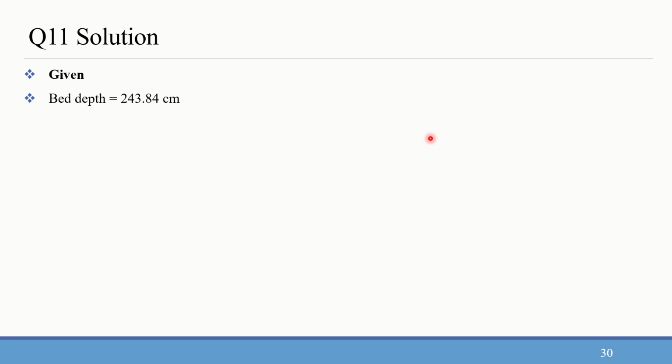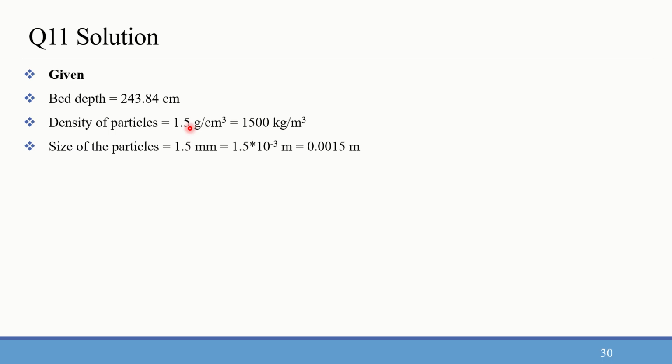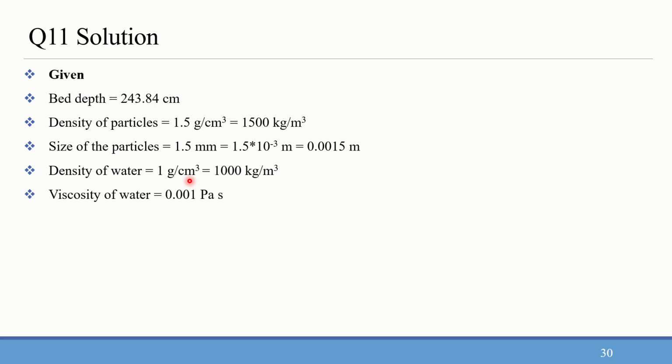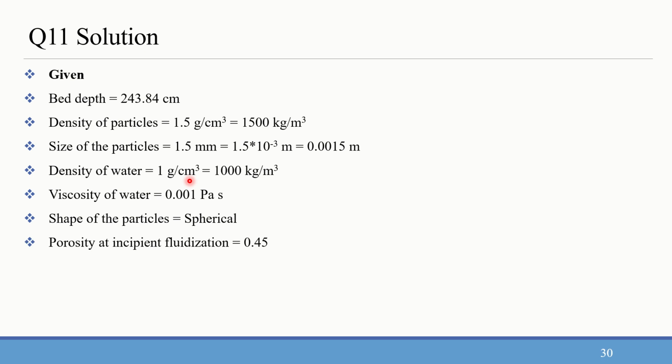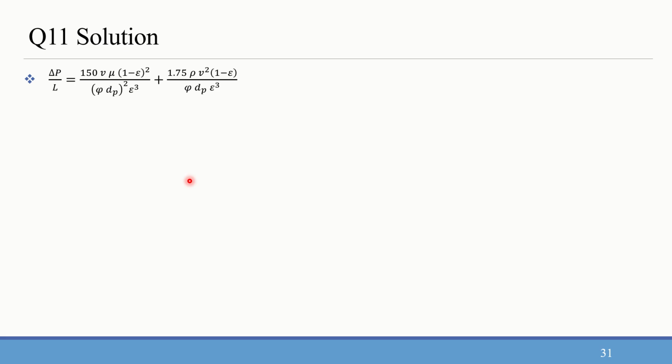Bed depth is 243.84 centimeter. Density of particles is given as 1.5 gram per centimeter cube, and size of the particles is 1.5 mm, or it is 1.5 into 10 power minus 3 meter. We are writing everything in SI units. And density of water is 1 gram per cc, or 1000 kg per meter cube, and viscosity of water is 0.001 pascal second, and shape of the particles is given as spherical. Porosity at the incipient fluidization is given as 0.45. So these are the given. Now we need to find the minimum fluidization velocity.